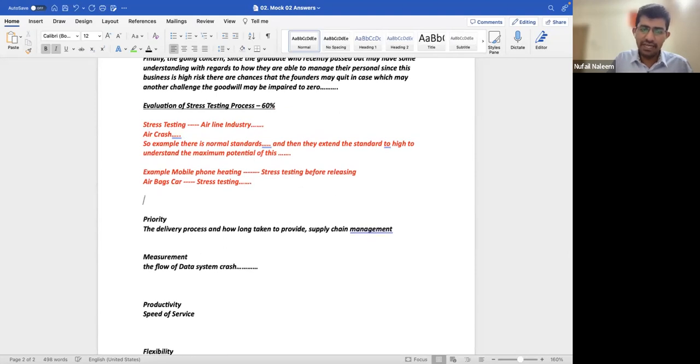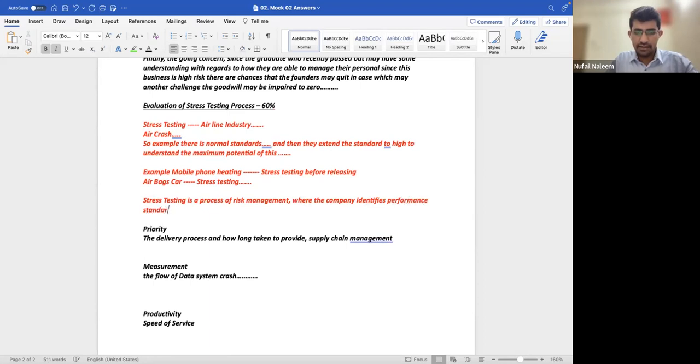So firstly, I'll give you an idea about stress testing. Stress testing is a process of risk management where the company identifies performance standards in normal ranges and makes sure that they are able to have it at a high standard.